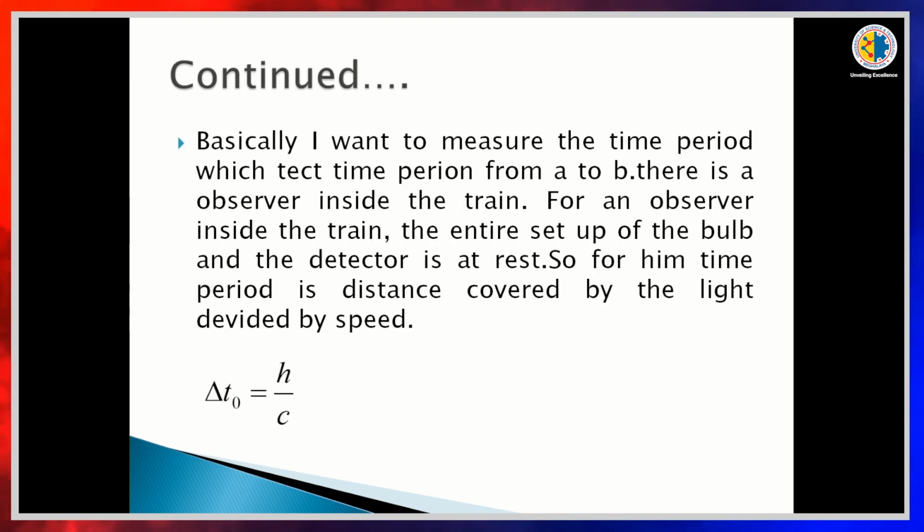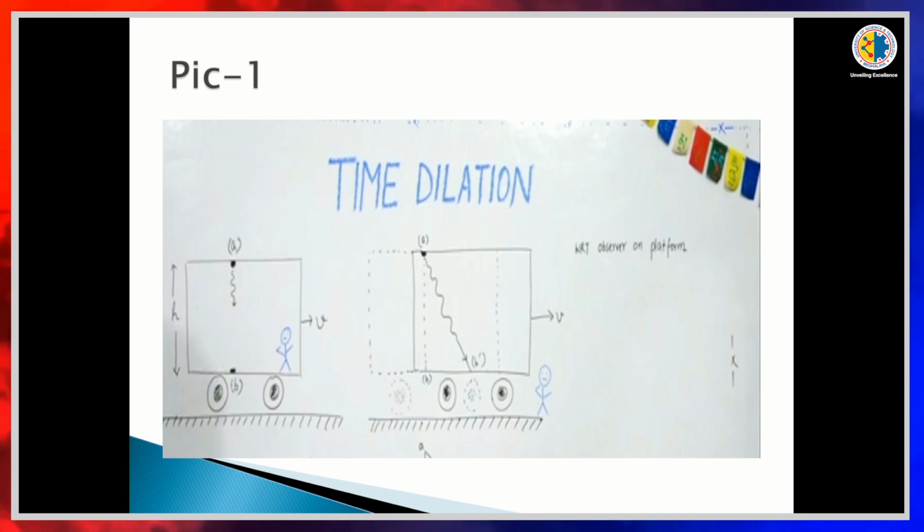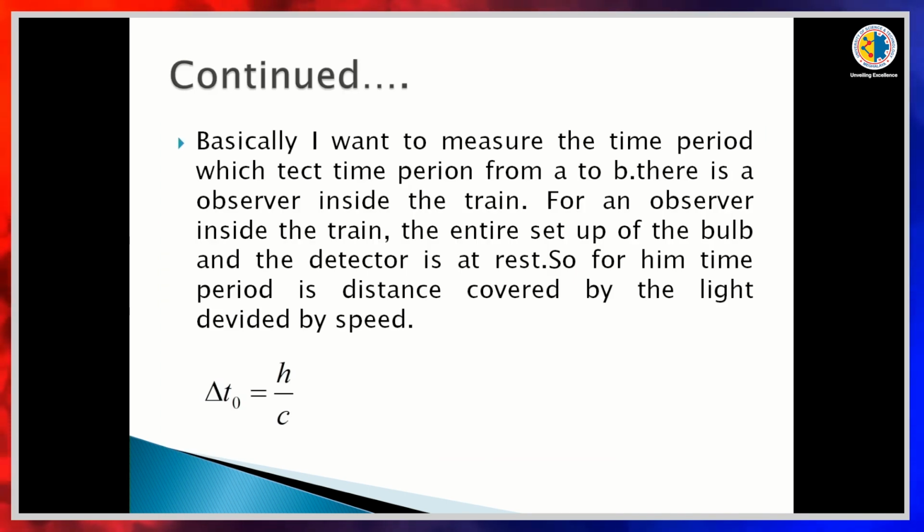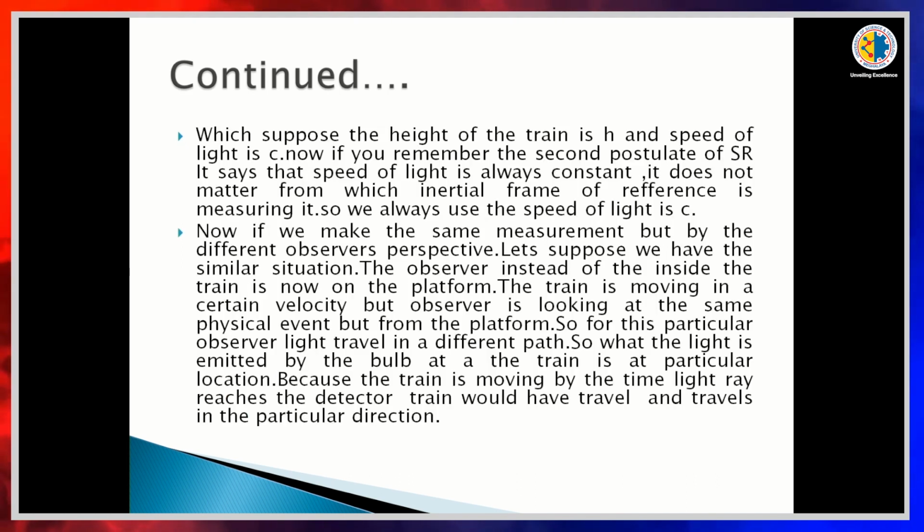For him, the time period is the distance covered by the light divided by the speed. In that case, the time period, denoted by Δt₀, is equal to h/c. Here h is the distance between the bulb and the detector, that is, the height of the train, and c is the speed of light. So this is the time period measured by the inside observer.